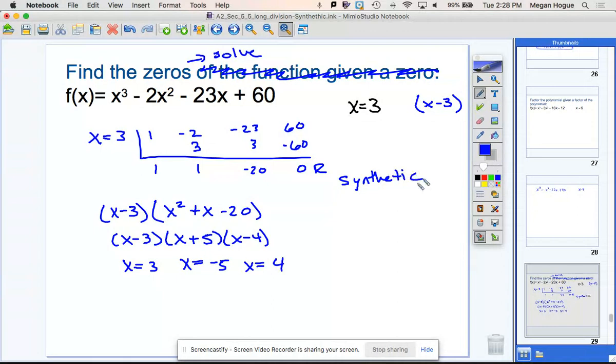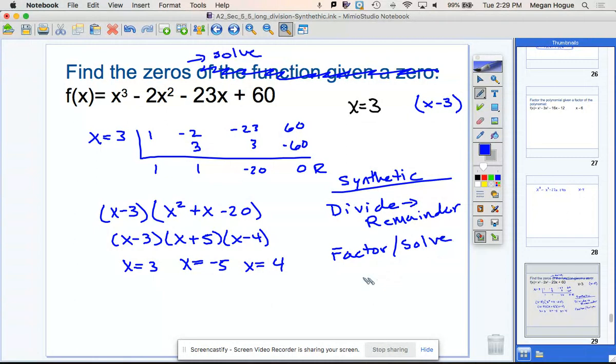So you're going to use synthetic a lot. If you're going to divide, remember there might be an exception or two, you're probably going to have a remainder. If you're going to factor or solve, the remainder is going to equal 0.